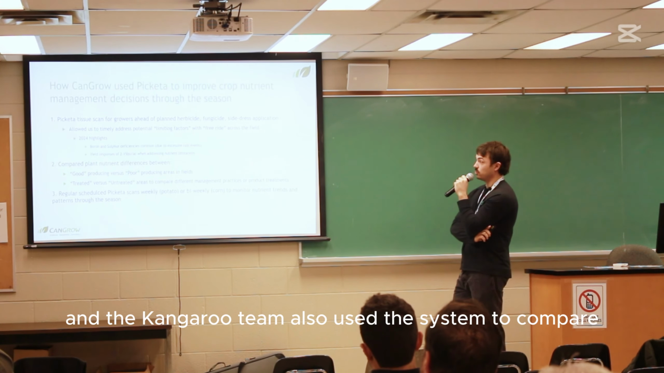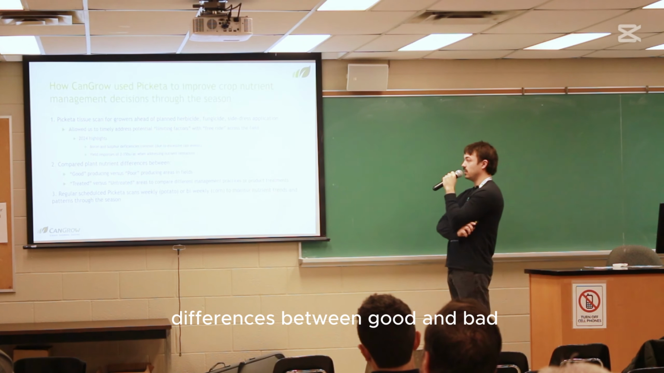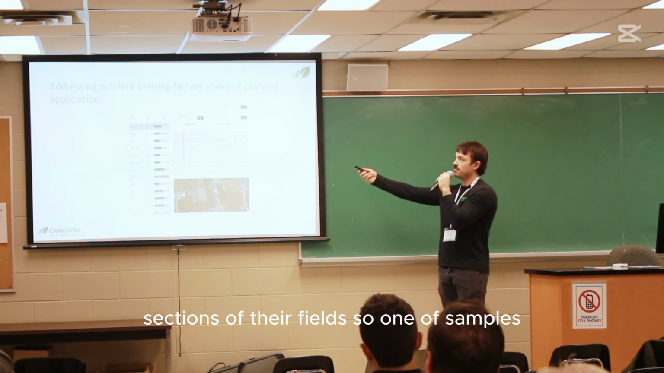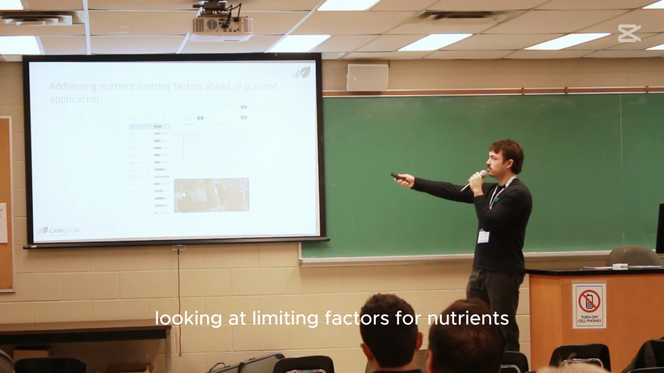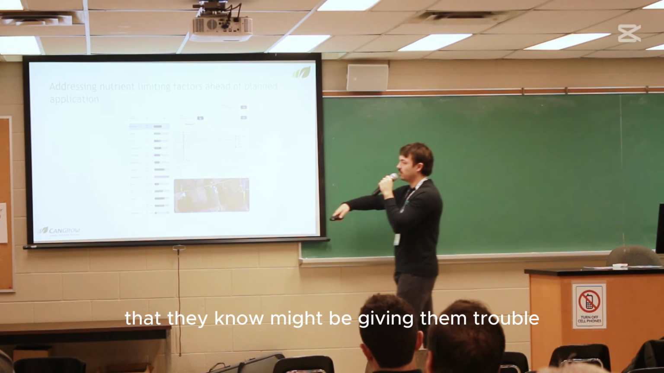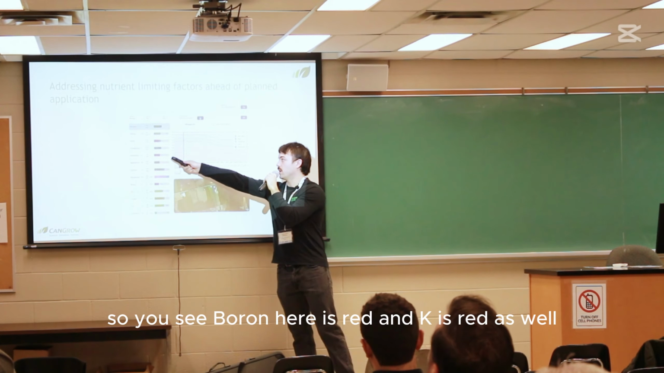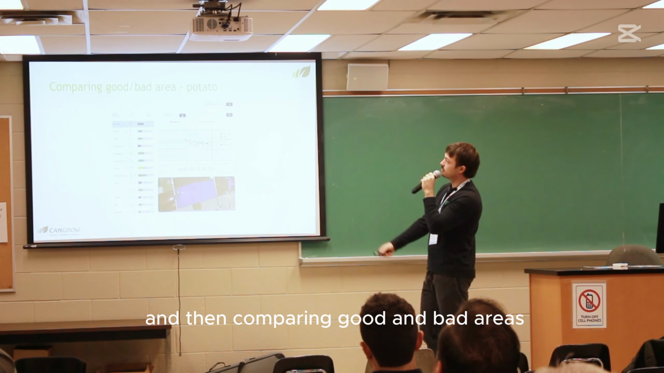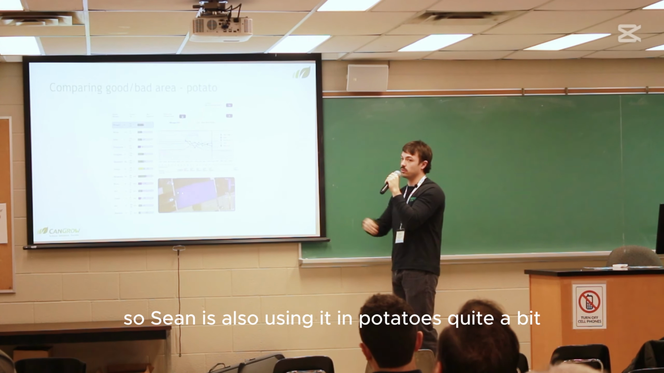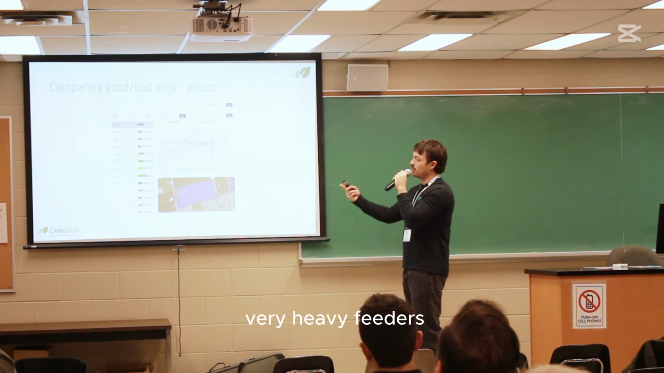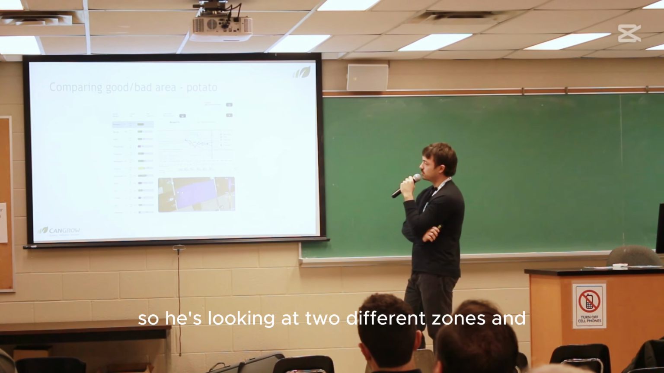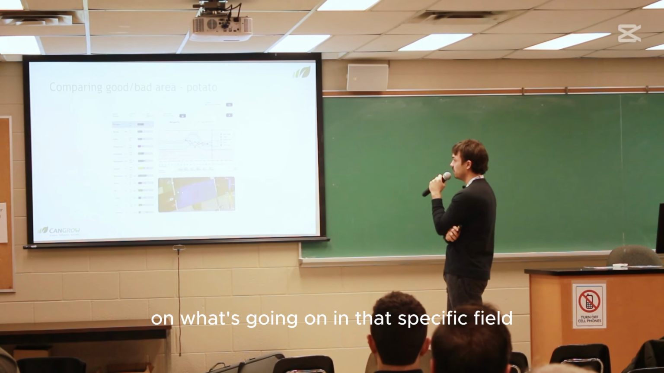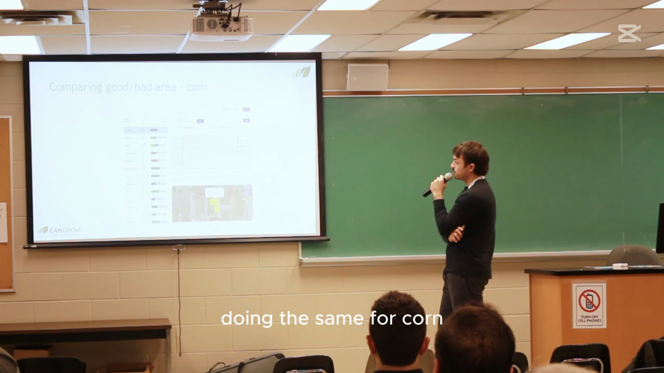And the CanGrow team also used the system to compare differences between good and bad sections of their fields. So one-off samples, looking at limiting factors for nutrients that they know might be giving them trouble. So you see boron here is red and K is red as well. And then comparing good and bad areas. So Sean is also using it in potatoes quite a bit. Very heavy feeders. So he's looking at two different zones and getting some insights on what's going on in that specific field. Doing the same for corn.